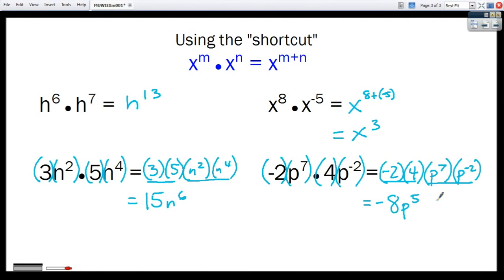So that's what we're going to do in this lesson. When you come into class the next day and we work on this classwork, we're going to be applying this shortcut and this whole idea that even though it's multiplication, what we're doing here is adding the exponents.